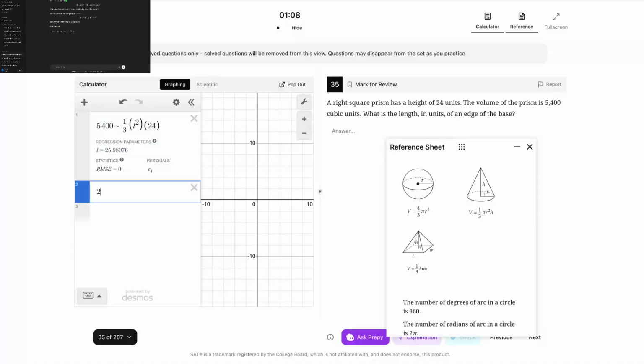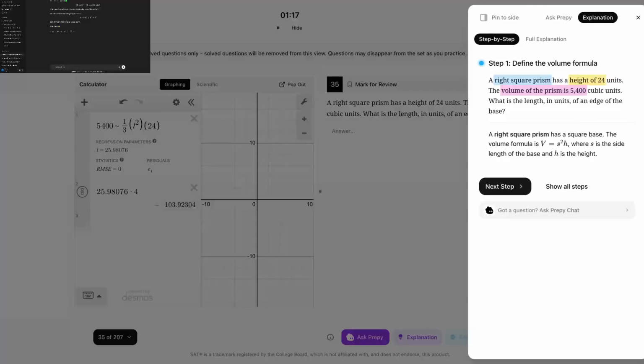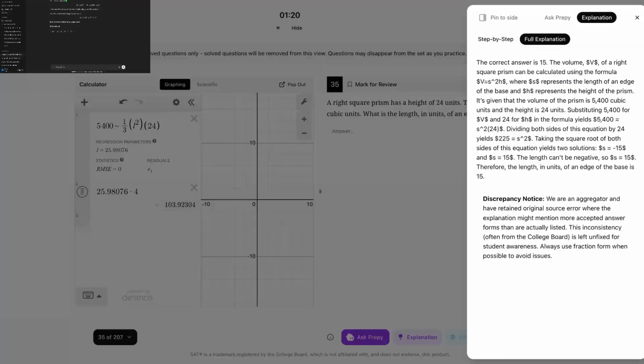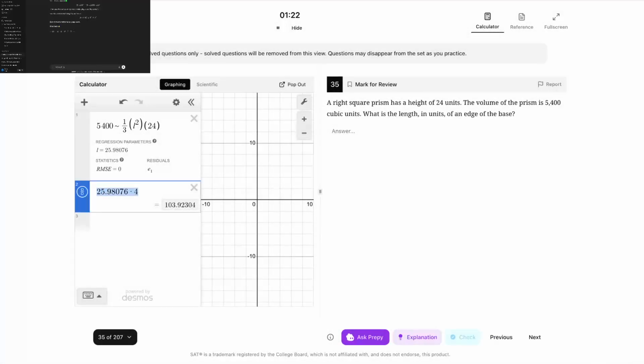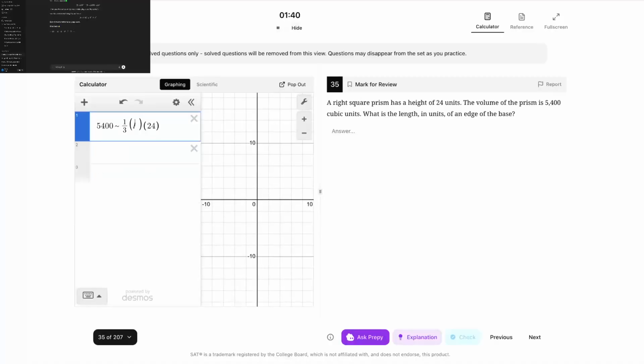So let's do 25.98076. I'm guessing this is what they mean by the edge, the parameter, right? The right rectangle has a height of 24. Cool, 24 right here, and the volume is 540. And what is the length in the unit of the edge of the base? So it has the height of that. It doesn't give you the width apparently. The width is missing, but it gives you this.